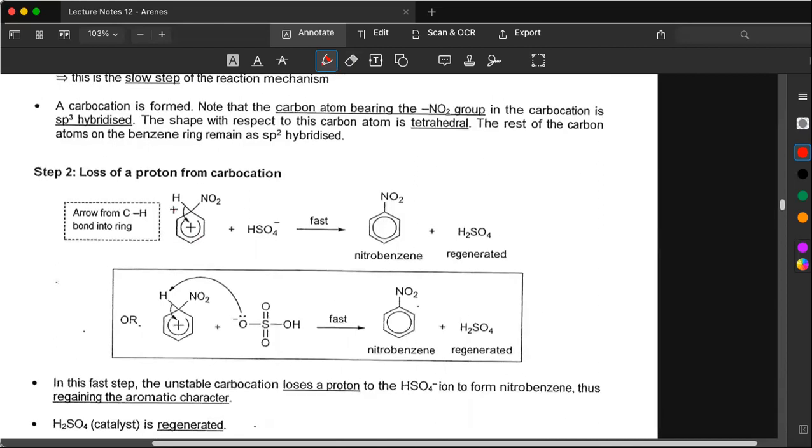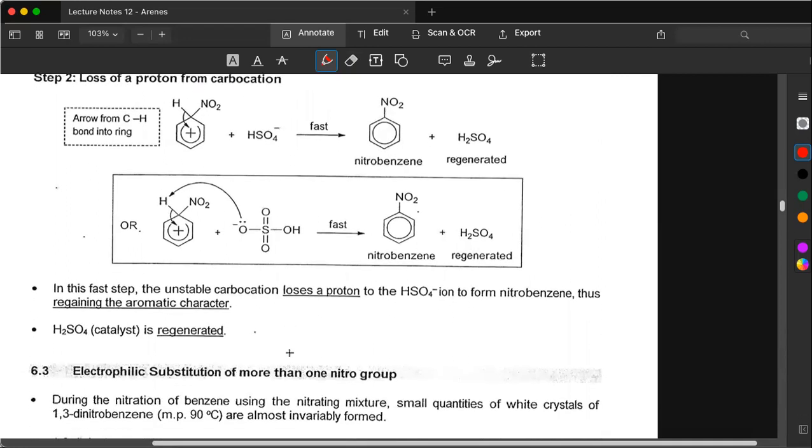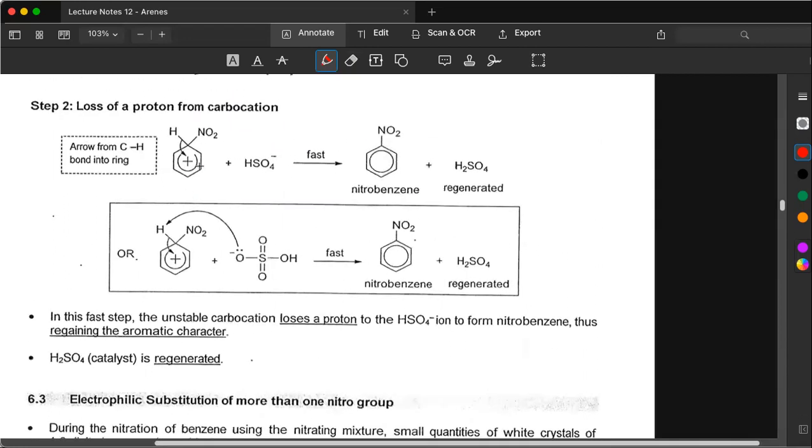And then there was a loss of proton from the carbocation, deprotonation. So this reaction is fast. This hydrogen returns back to HSO4 minus to form back H2SO4, which is regenerated. Okay, another way to represent this is that you can draw the arrow from the lone pair of electrons on O in sulfate in HSO4 minus, attack the H, and then this double bond goes back to restore the aromatic character.